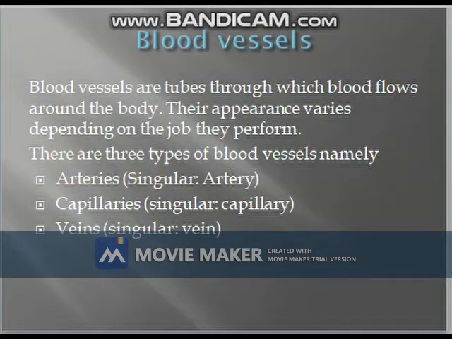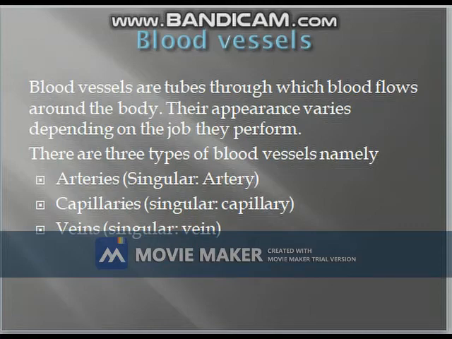So we are going to look at the blood vessels, which happens to be the third component of the circulatory system. Now, blood vessels are tubes through which blood flows around the body. Their appearance varies depending on the job they perform. There are three types of blood vessels, namely arteries, which is singularly called an artery; capillaries, which is known as a capillary; and then veins, which is known as a vein.